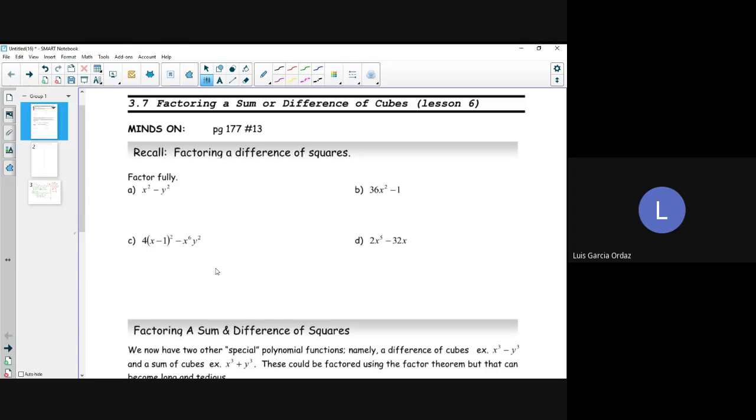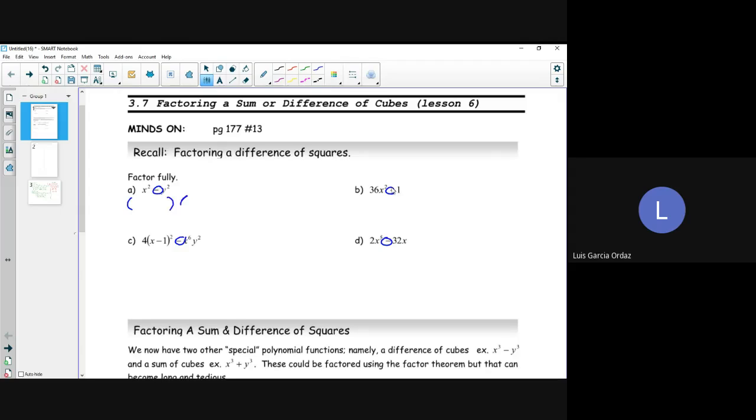So we're going to start factoring a difference of squares. So that's what we're going to start off with. Remember, when we factor a difference of squares, there always has to be a subtraction between the two terms. And the terms a and b have to have a square root. Okay, so if they don't, a difference of squares cannot be done properly.